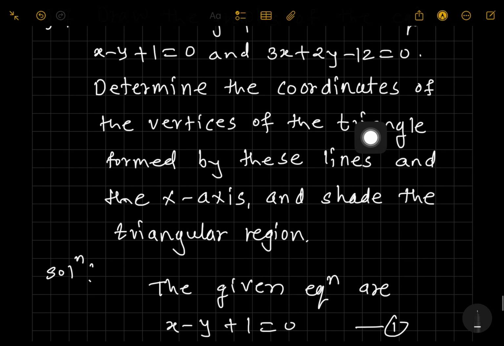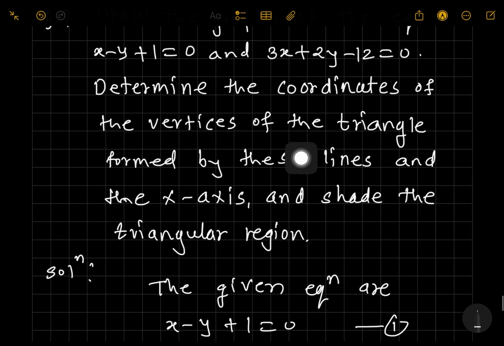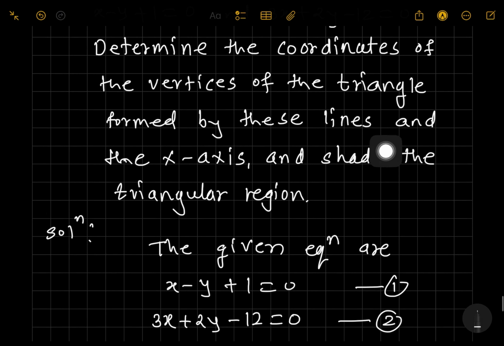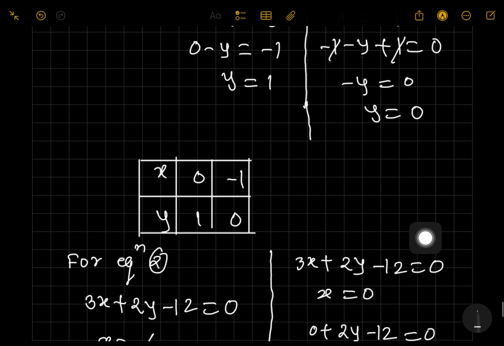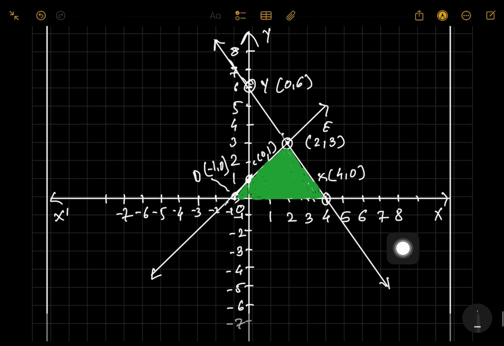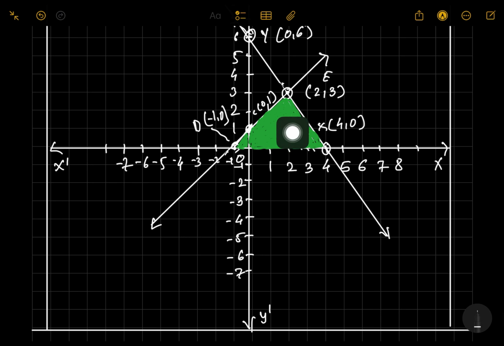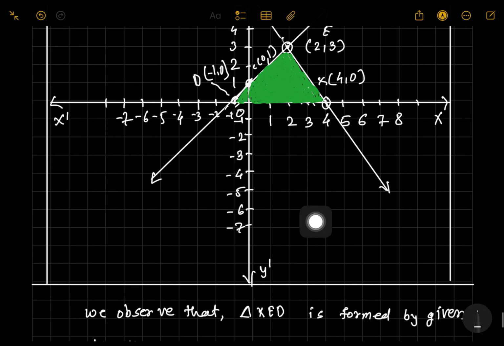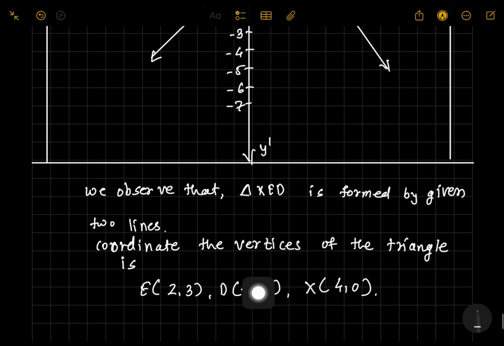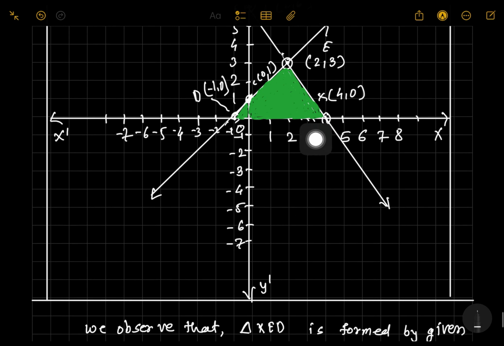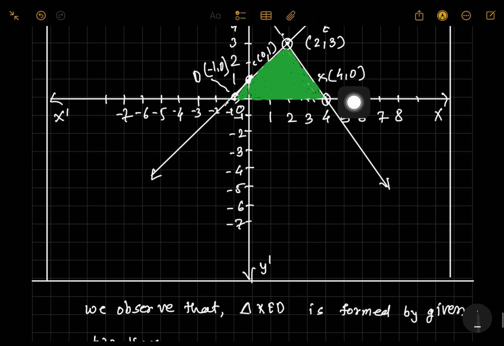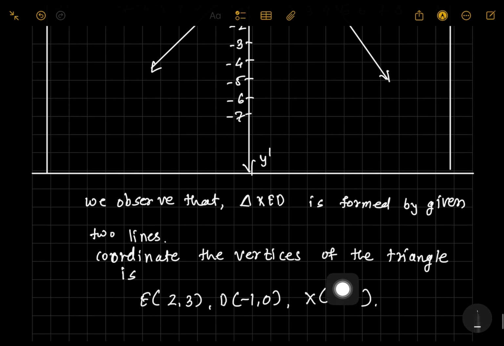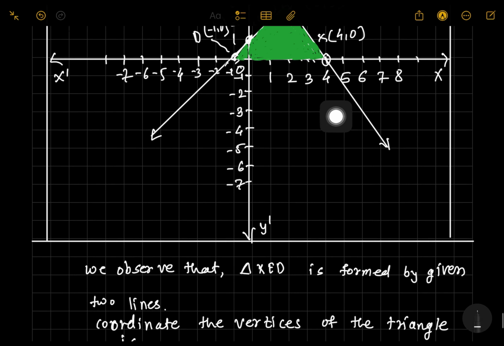So what is the question here? Check that. Determine the coordinates of the vertices of the triangle formed by these lines and the x-axis and shade the triangular region. Now see here, we got the triangular region, so we shade this triangular region and we have to write the vertices of this triangle. You know that a triangle has 3 vertices. Then C, E is (2, 3). Then D (minus 1, 0) and (4, 0). So the coordinates of the vertices of the triangle are given. We have to observe the figure.